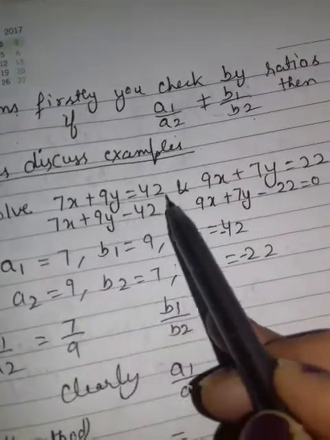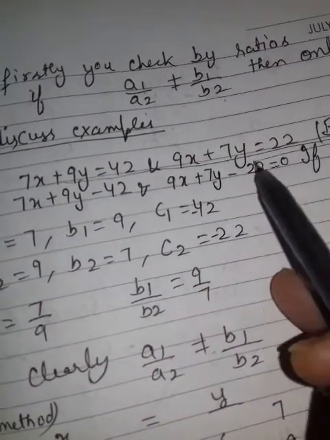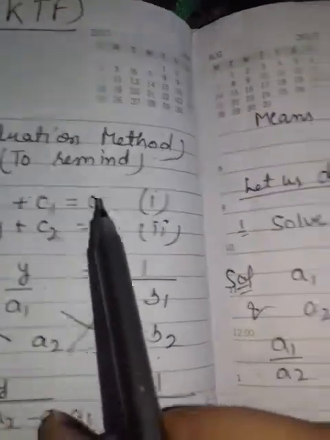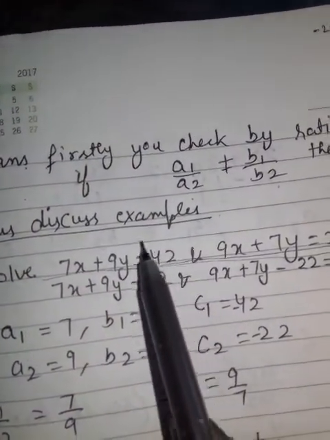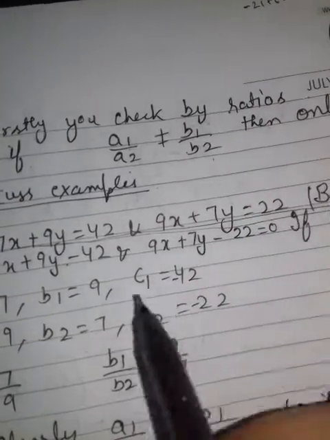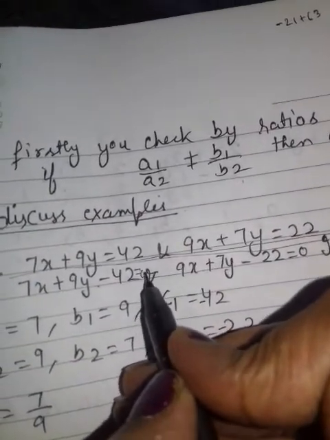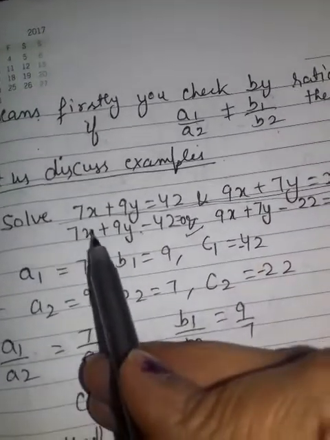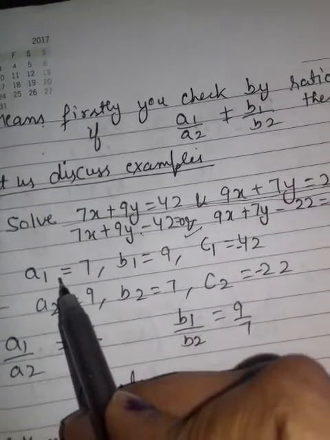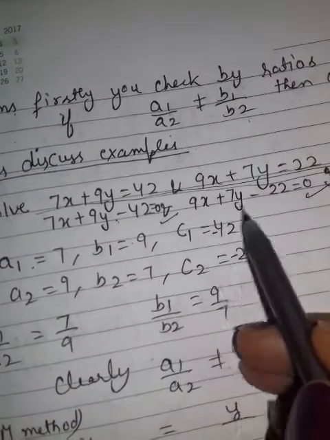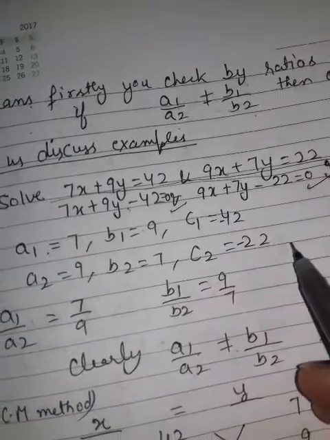Solve these equations which are given to you. Firstly, I told you that you have to write in this manner, meaning the constant term you will keep on the left side. So I kept 42 on this side, and this one also I kept, so in that manner it will become 0. Yes, now you have these equations. Firstly you will compare with the general equation. a1 means the x coefficient, b1 the y coefficient, c1 is your constant term. Similarly you are writing a2, b2, c2.